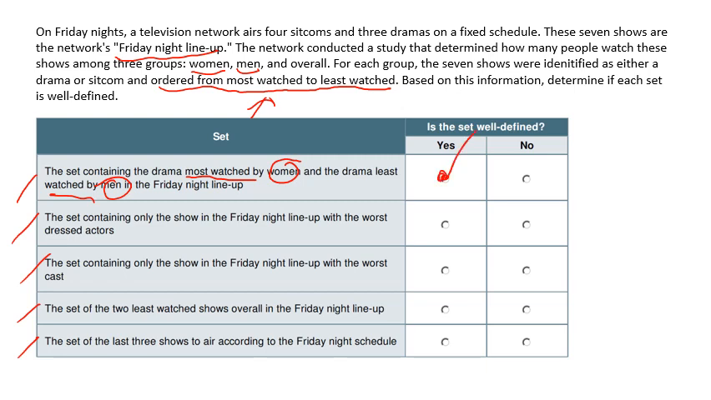The second one, a set containing only the show in the Friday night lineup with the worst dressed actors. If you look at the survey above, we do not even address that statement in our survey. Nowhere up here do you hear anything about the survey finding out if people consider them to be a worst dressed actor. So that is not a well-defined set. The set containing only the show in the Friday night lineup with the worst cast. Did we collect the information in terms of having the worst cast?